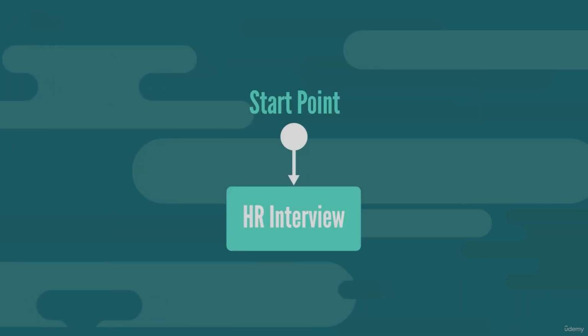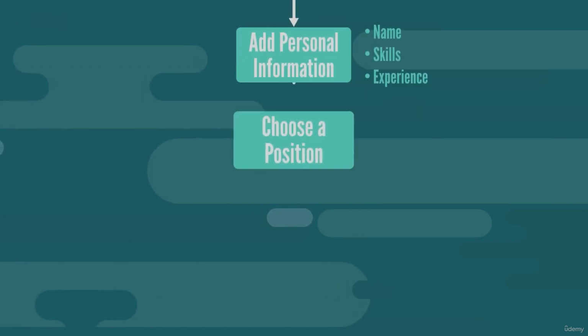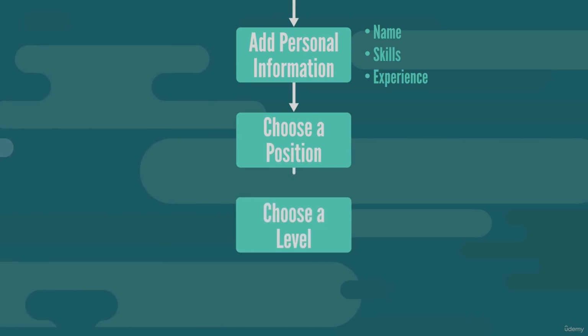Now, we need to determine the next step in our diagram. This involves capturing the user's personal information, including name, skills, and experience. So, let's draw a rectangle in the diagram reading Add Personal Information. Next, the user must select the position and level they're applying for. The available ones are junior, mid-level, or senior.